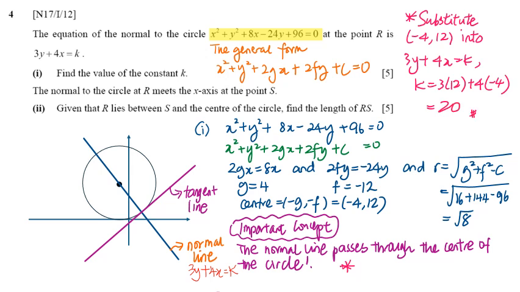Right, which work out to be 20. So there are three things here. First of all, the normal line will pass through the center of the circle. That means the center of the circle actually lies on the normal line. Then, the normal line is perpendicular to a tangent line, so every tangent line will have a normal line. And also we need to know how to use the general form to find the center and radius of the circle.